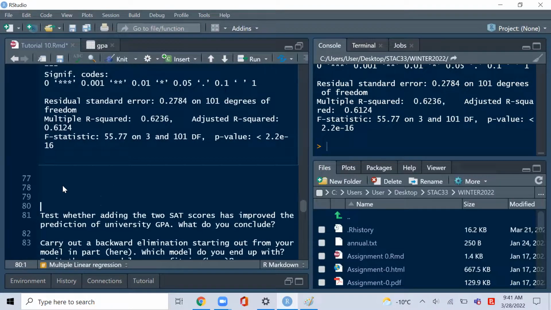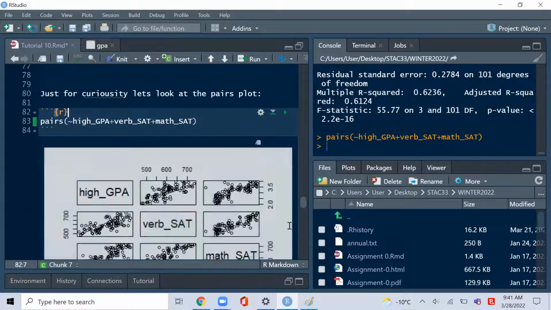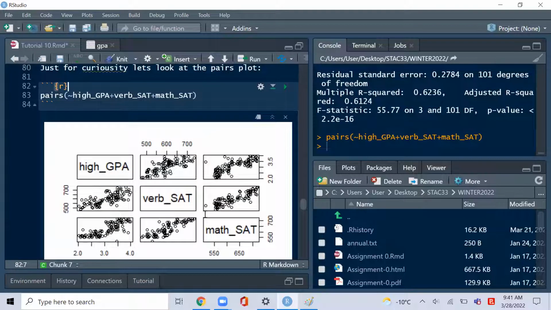I just want to see if I can do this here, just for curiosity. Let's look at the pairs plot. If you look at the pairs plot of this, you'll see they're all pretty highly correlated. So these are the predictive variables.